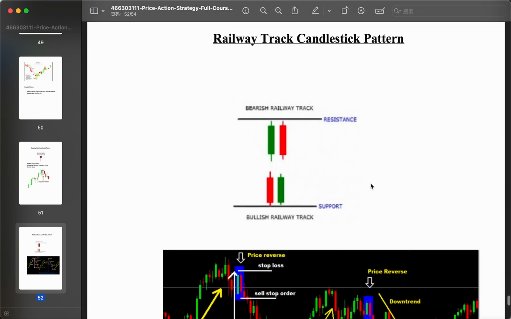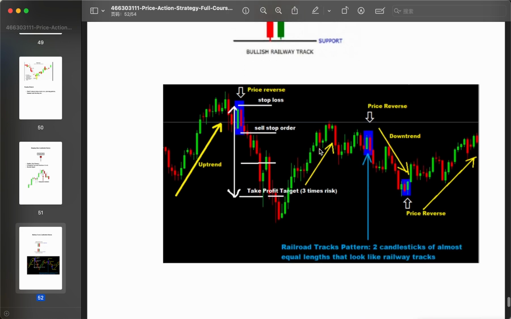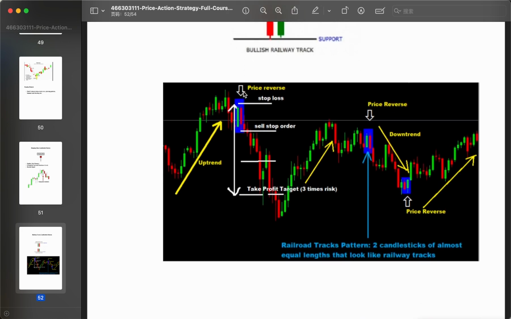And then this is the railway track candlestick pattern. You have a bullish railway track and a bearish railway track. You typically see this kind of candle around resistance and support levels. So here, this is the uptrend, and you see the price reverse. You can place a stop loss right here, a sell stop order right here, and take profit by selling the stock. It means you are making money out of three times risk. And here you're hitting another price reverse.